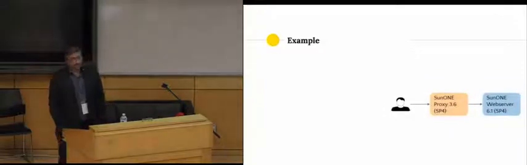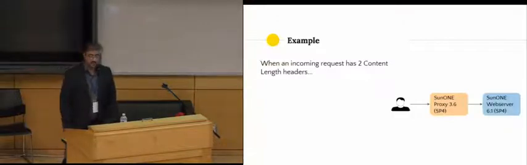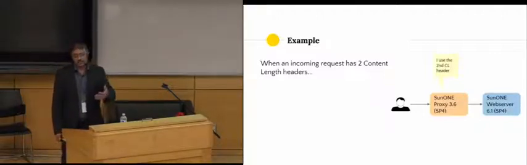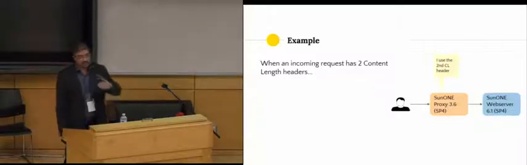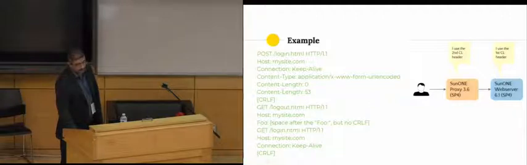Suppose I have a setup with Sun1 proxy server. It's pretty old setup right now. Sun1 web server. The way they are implemented is whenever there are 2 content length headers in the request, the Sun1 proxy server uses the second header. It considers the second header as the length of the message, and that's where it discriminates the boundary of the message. The web server uses the first header that's mentioned. So what happens if we have 2 content length headers in our request? Here, if you notice, there's a content length header that says 0, and another one says 53.